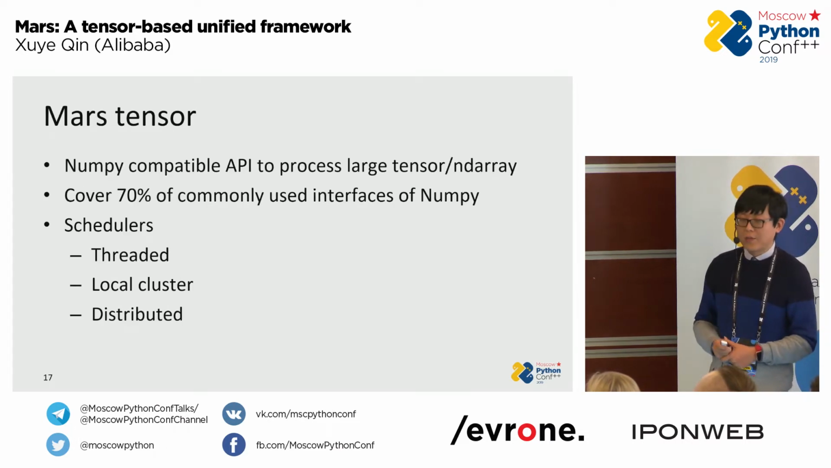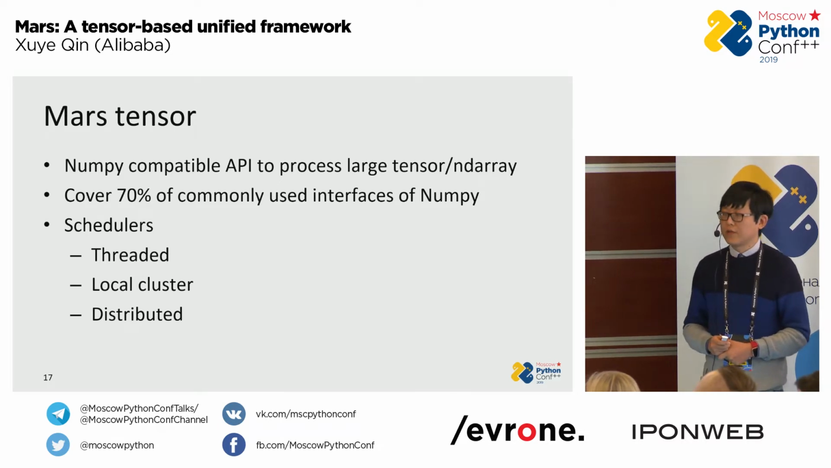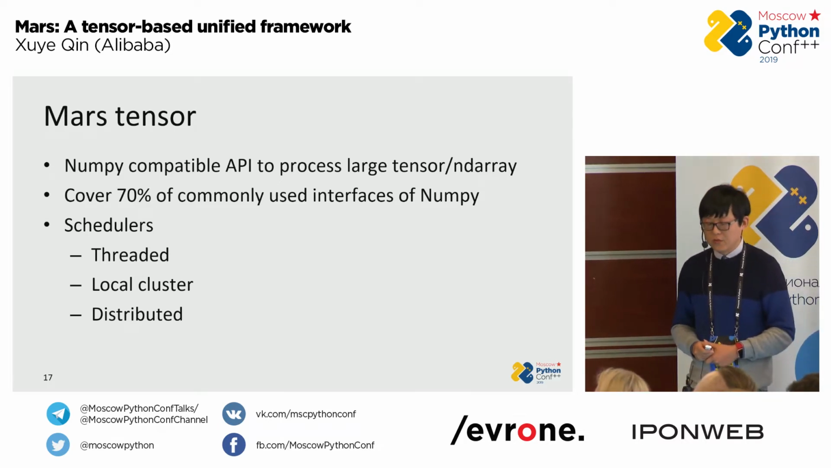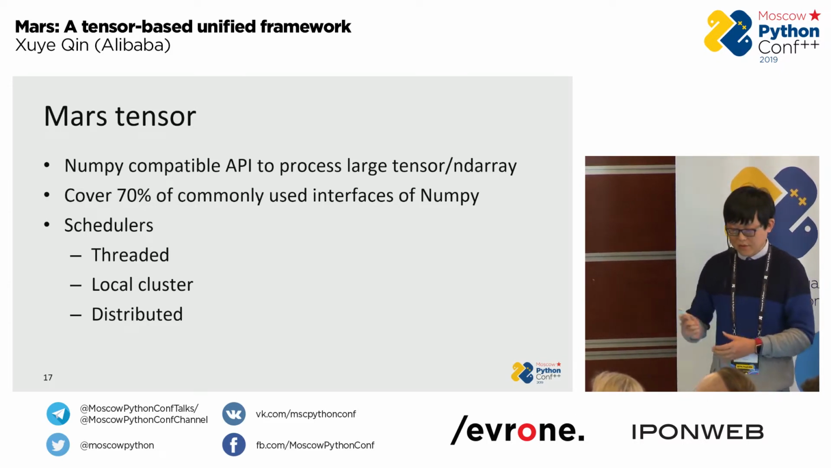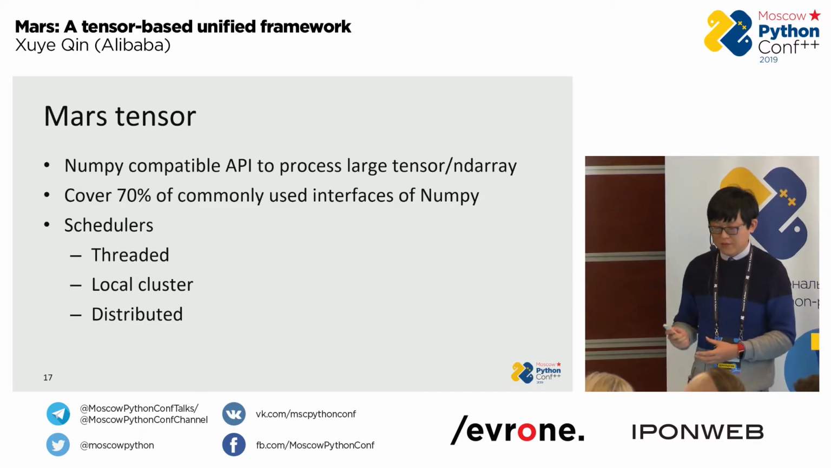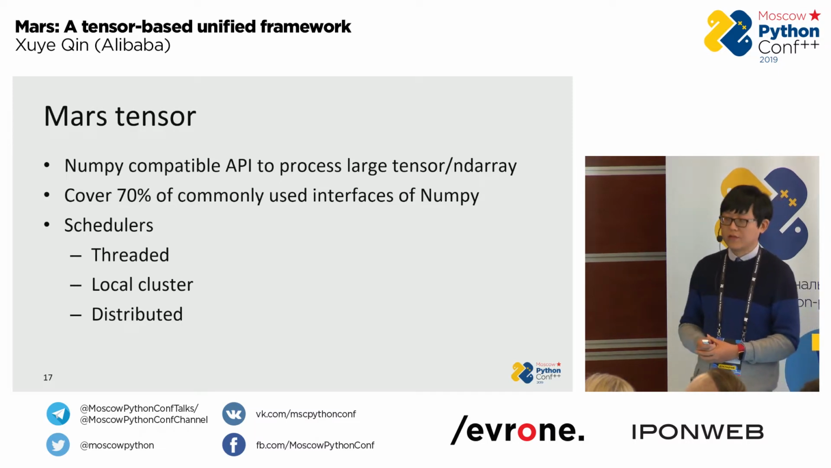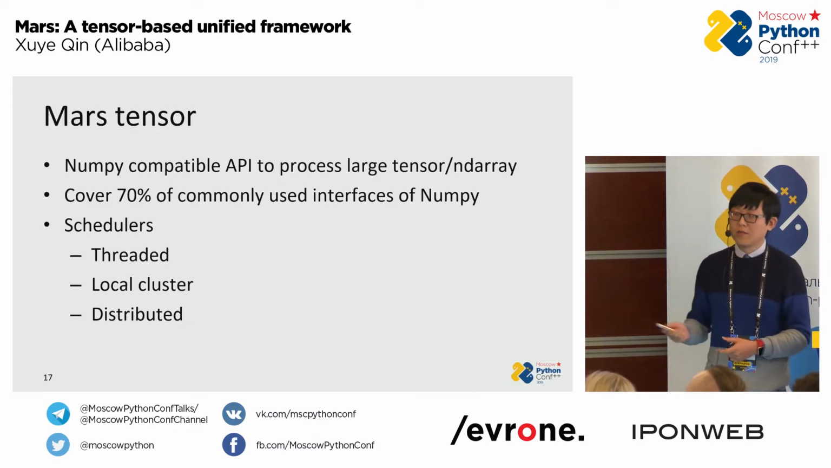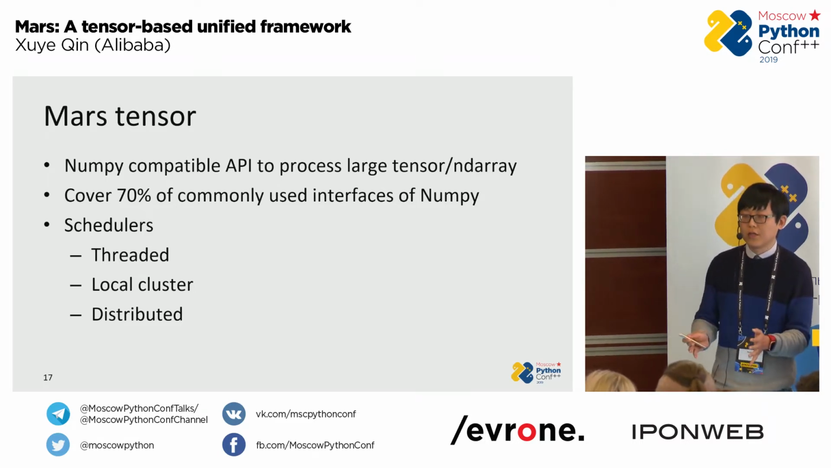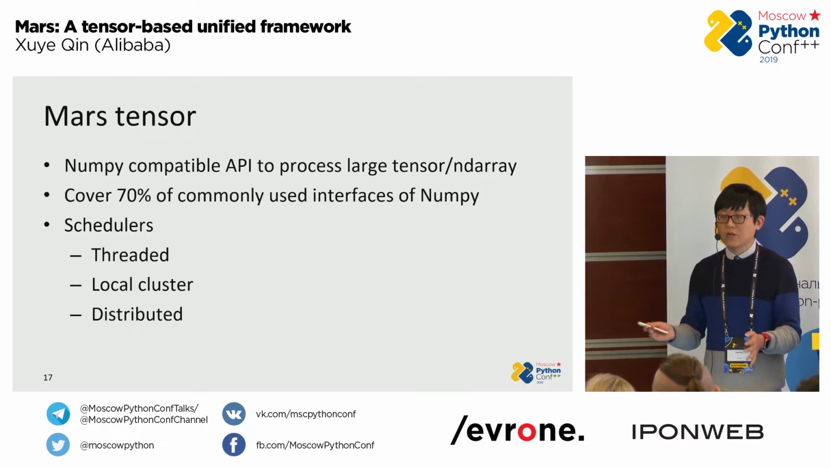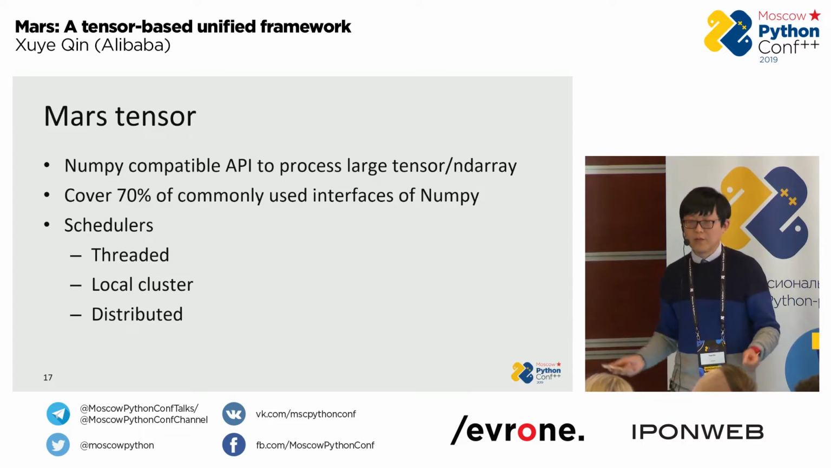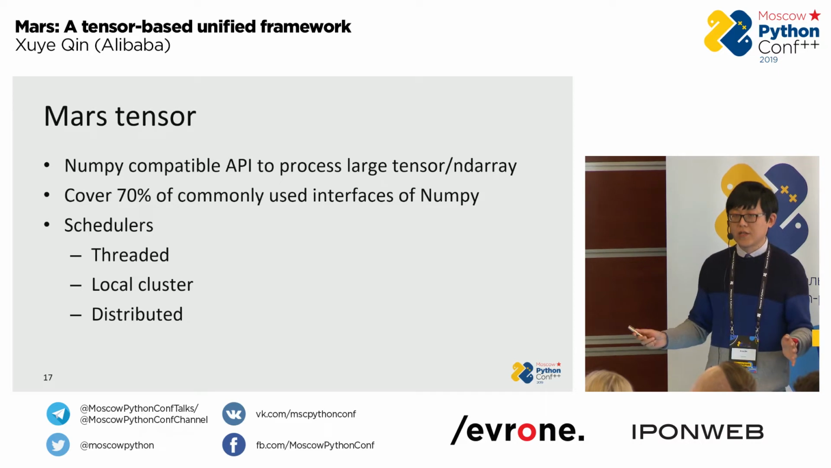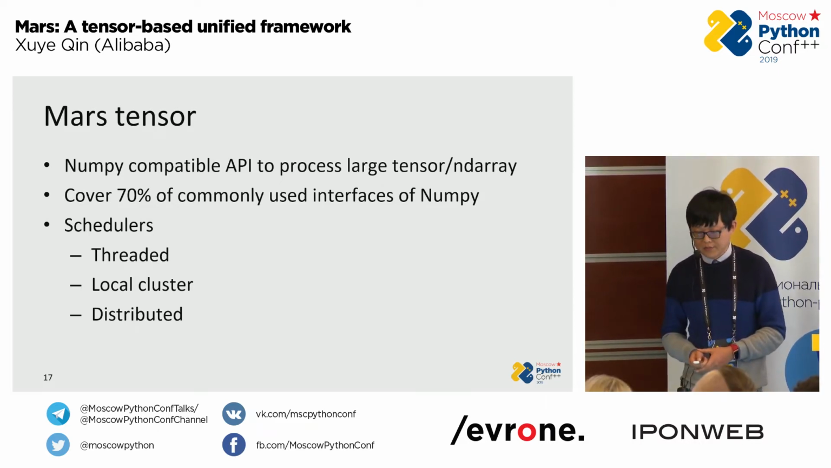So this is all about our project Mars, and currently one of the most important components is Mars Tensor, which provides a NumPy-compatible API to process large ndarrays. The ndarray is called a tensor in our scope, and we currently cover 70% of the commonly used interfaces of NumPy. We can run Mars Tensor on a single machine, on our laptop, with threaded or local cluster schedulers. Local cluster is the full runtime of the distributed mode, and we can run Mars Tensor on thousands of workers to perform the computation.